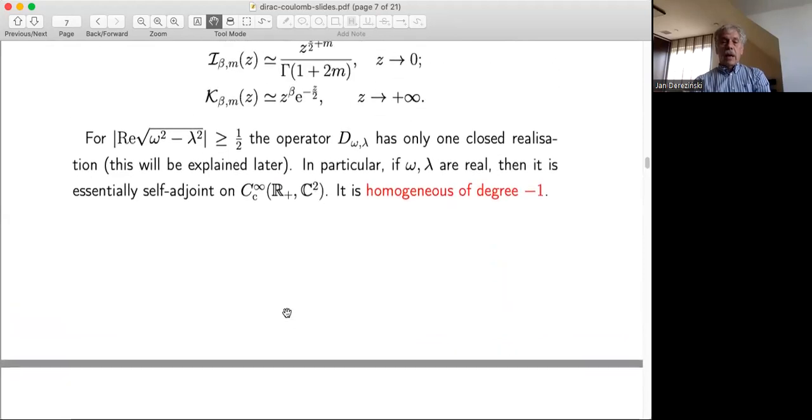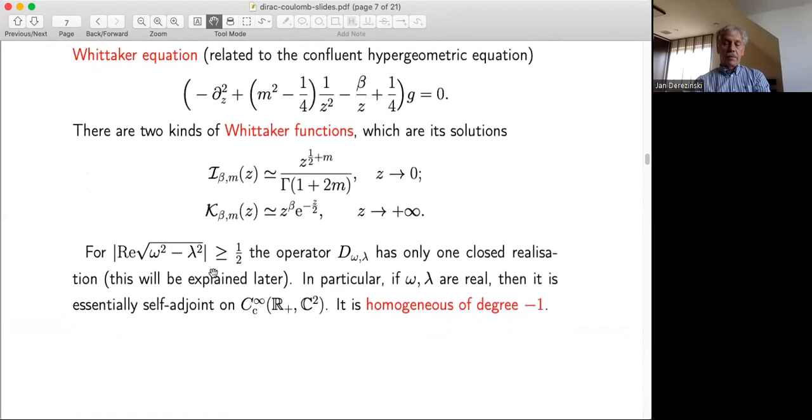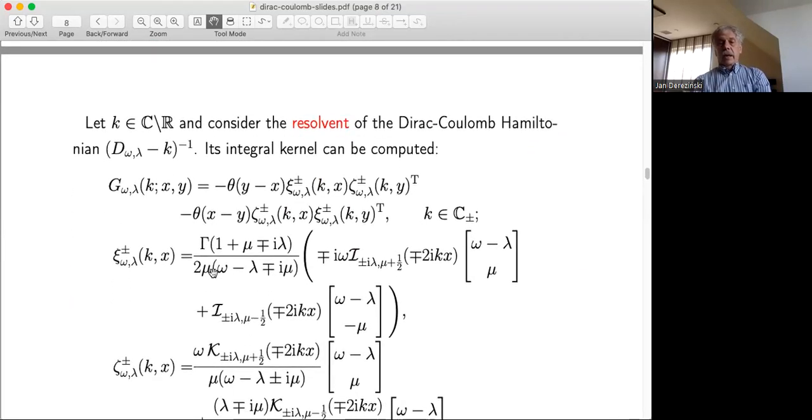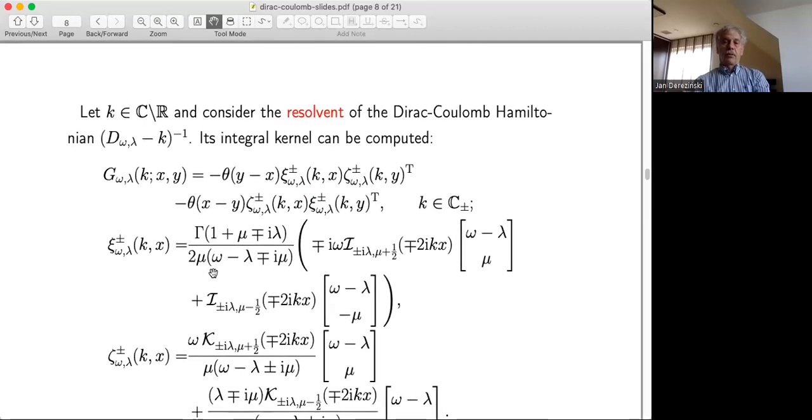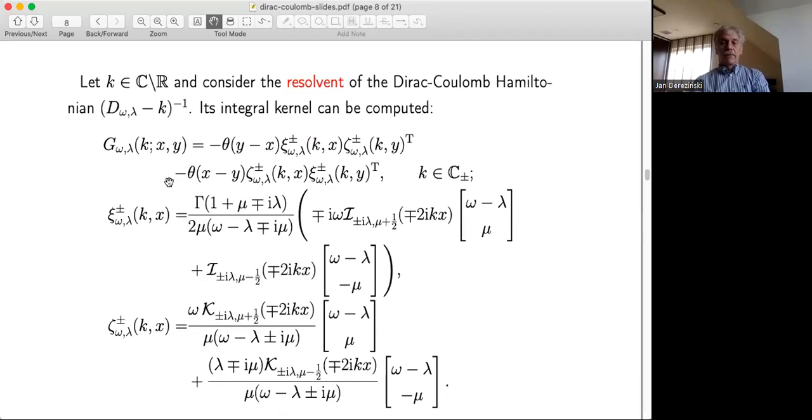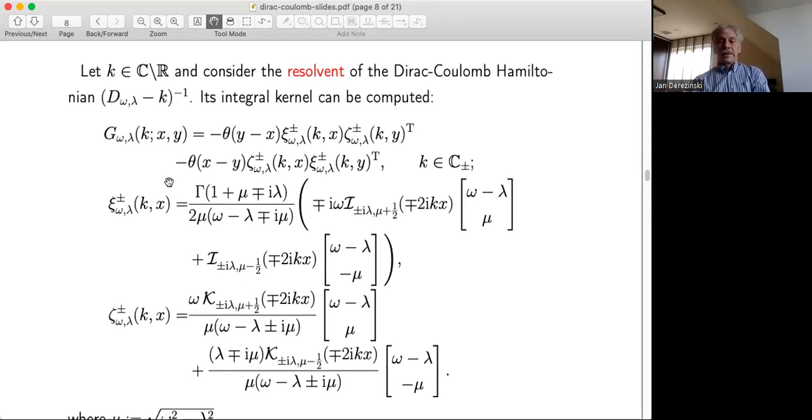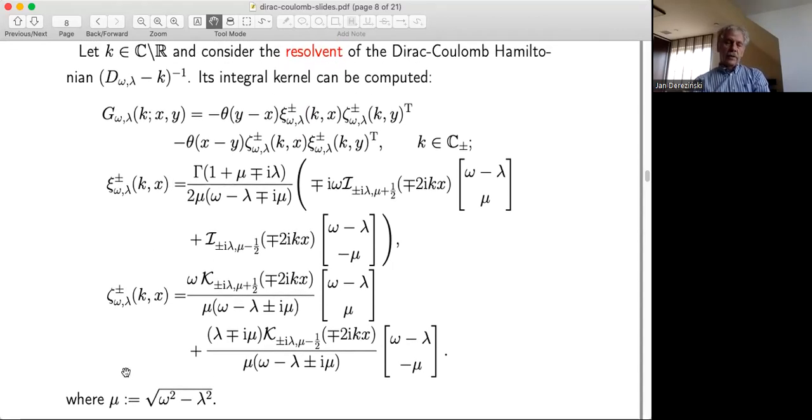Now I will explain actually why this strange condition appears. This will be clear shortly. Anyway, under this condition, one can compute the resolvent of the Dirac-Coulomb Hamiltonian. The resolvent means the inverse of this Hamiltonian minus a complex number, or if you prefer another name, the Green's function of this operator. Now, it is given in terms of Whittaker functions. The formula is quite complicated, but still quite okay. So there is an additional parameter that enters here. This is mu. This is the square root of omega squared minus lambda squared. So this will play an important role, and you should remember that the square root usually has two values differing by the sign.